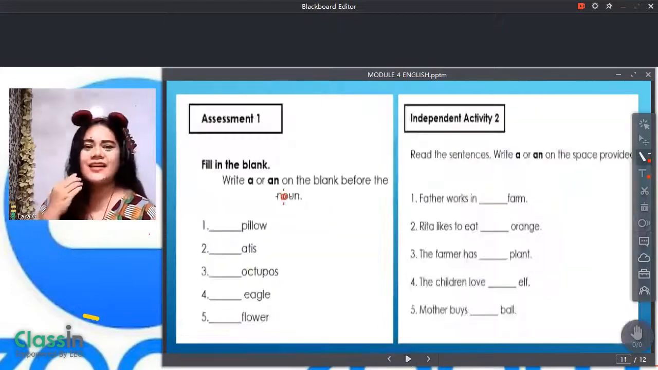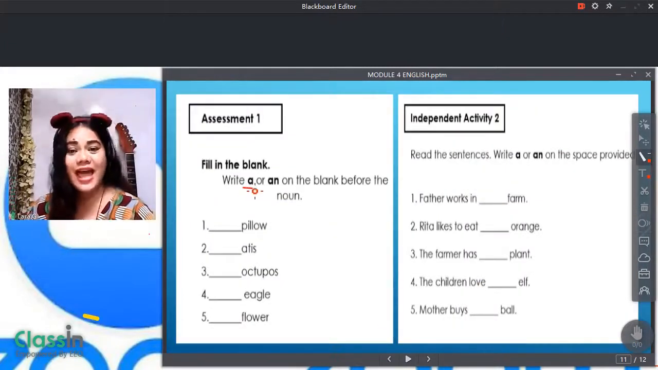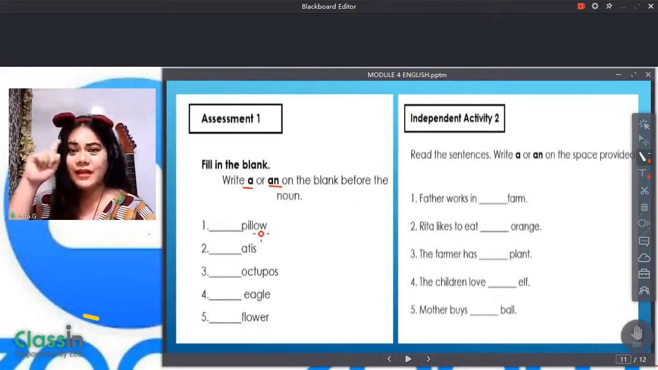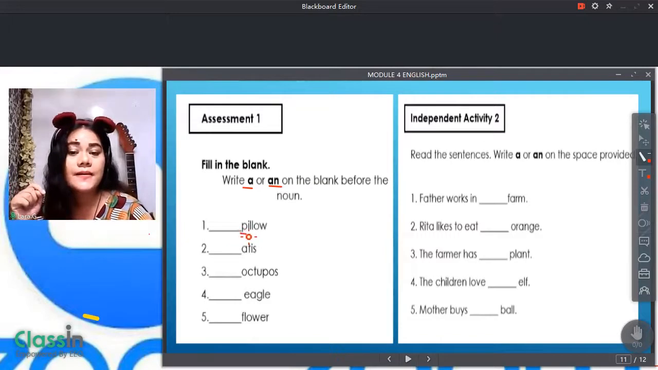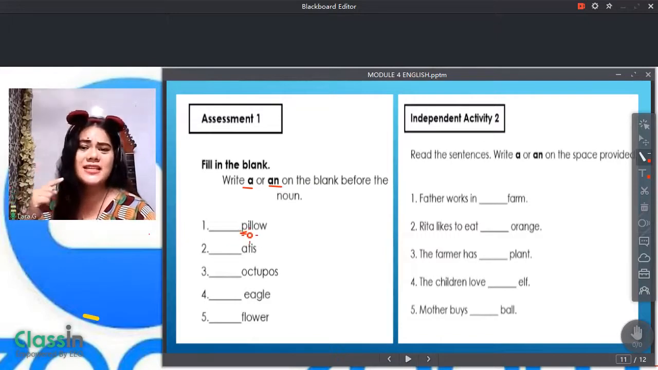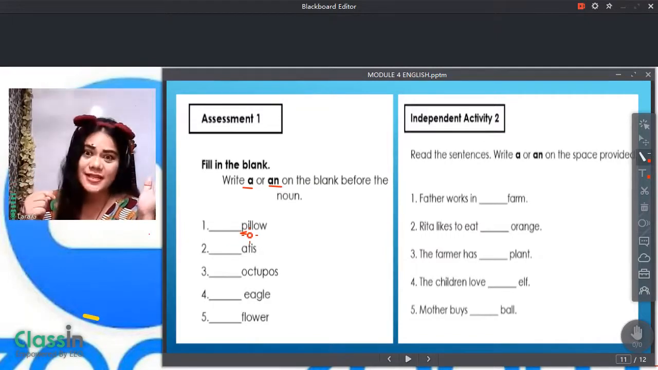Okay. Now write a or an in the blank before the noun. Pillow. Let's try to look at the first, or the initial, or the beginning sound. It's p. Is it a vowel or a consonant?